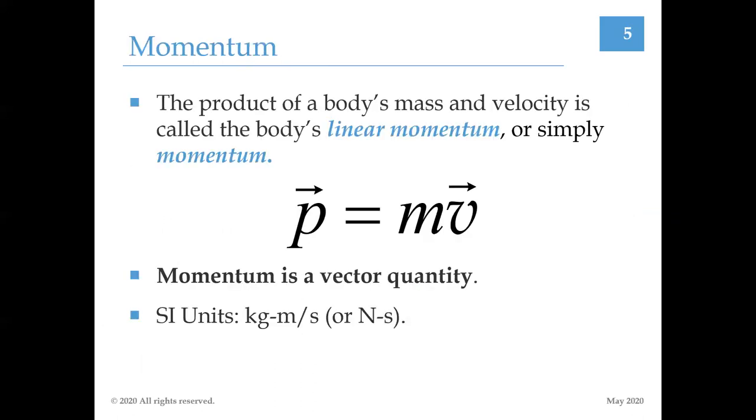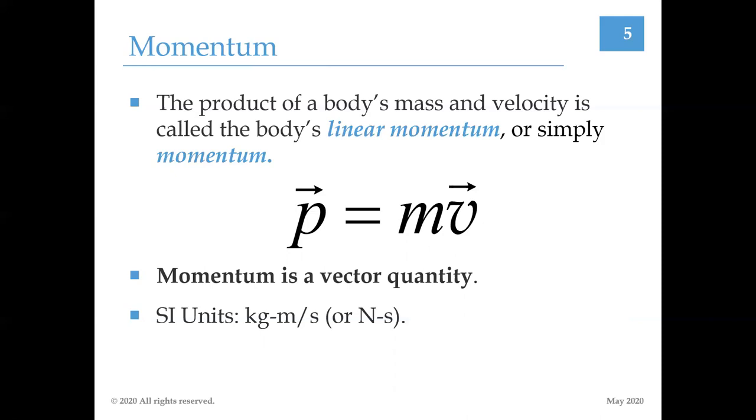So what is momentum? The product of a body's mass and velocity is called the body's linear momentum, or simply just momentum. And we usually denote that with a lowercase p. So we have p equals m times v. And it's important to note, again, like acceleration, momentum is a vector quantity, meaning we have to, one, denote it with the vector symbol above the p, but that also means that we need a direction, not just a magnitude, when talking about momentum. So momentum also has the SI units of kilogram meters per second or Newton seconds.